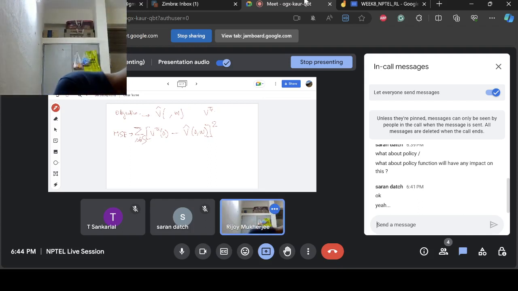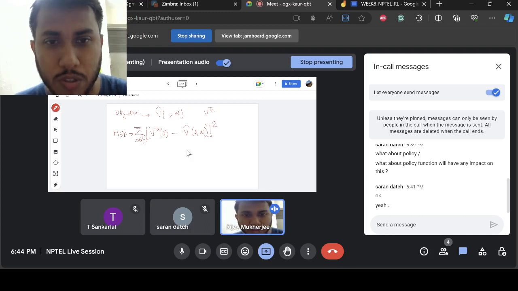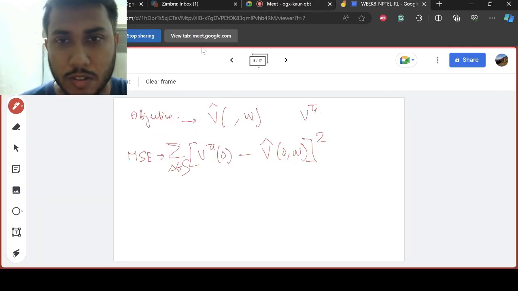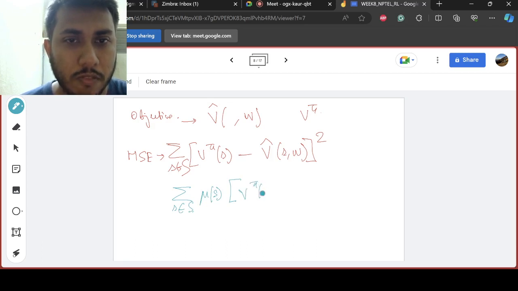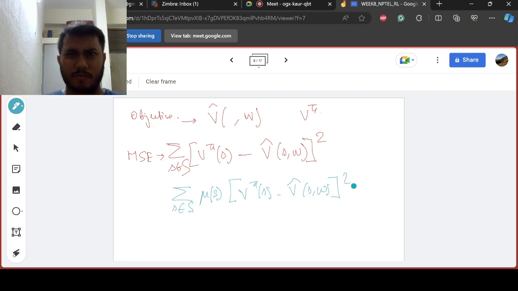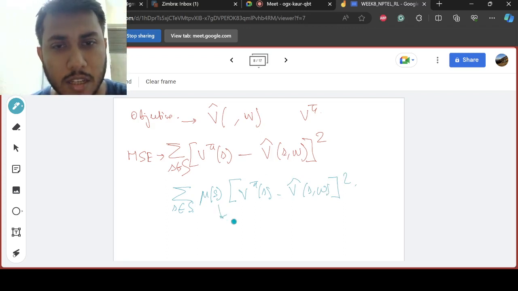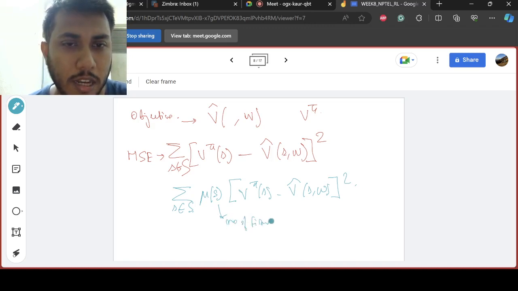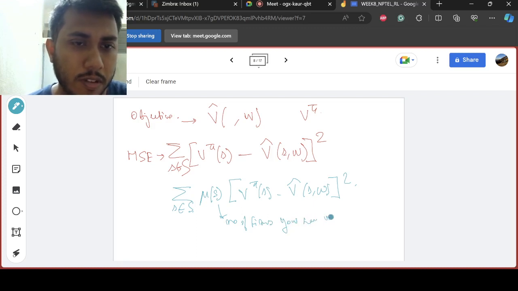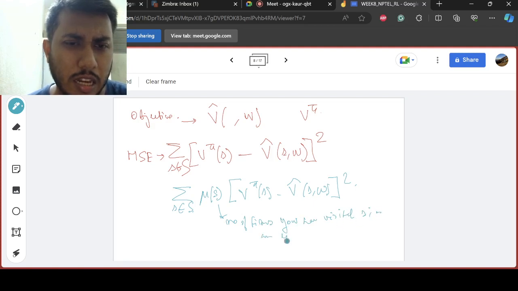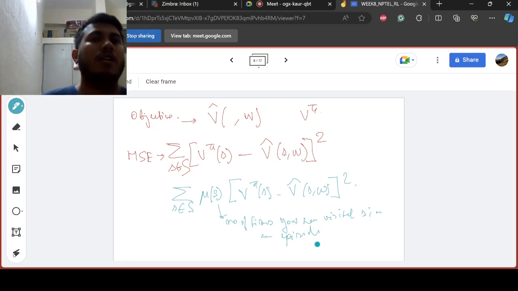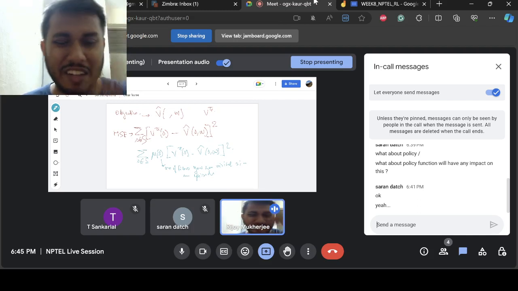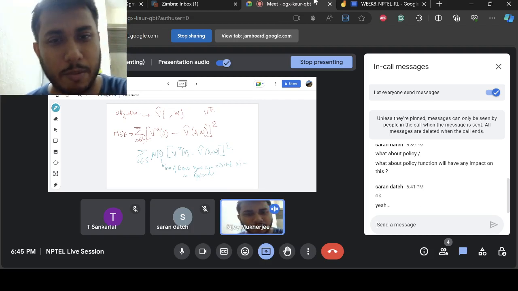Now there is one thing. I will not go into much explanation, but typically this formula is written as something like this. You typically add a component to it called mu of s, v pi of s minus v hat s comma w whole square. Okay, so typically you have something like this. So this mu s is basically the number of times you have visited a state in an episode. Nothing much fancier. It is just a probability distribution, which depends on the number of times you have visited the state in an episode.